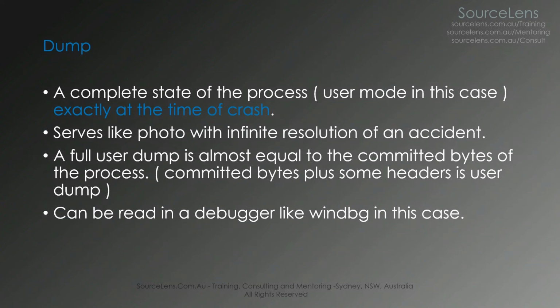What is a dump? We have seen that the file has been generated and we opened that file in WinDebug. So a dump is the snapshot of the process at one particular point in time. It's like a photo of the process of the application with infinite resolution. To be more technical, a dump is the committed bytes of a user mode process with some additional headers. It can be read by tools like debuggers, in this case WinDebug. Certain versions of Visual Studio open it as well.